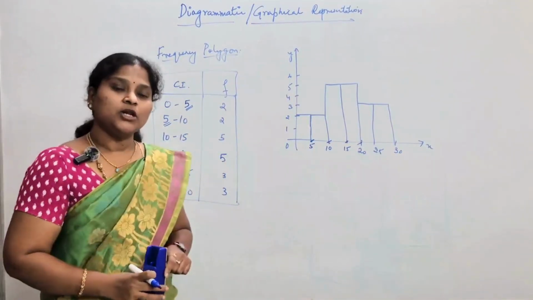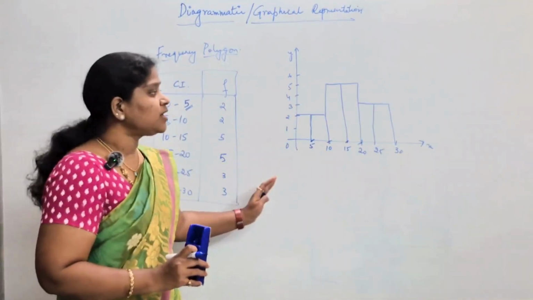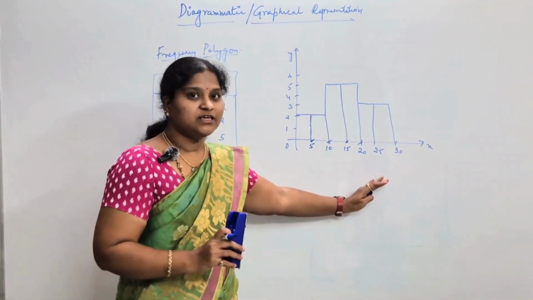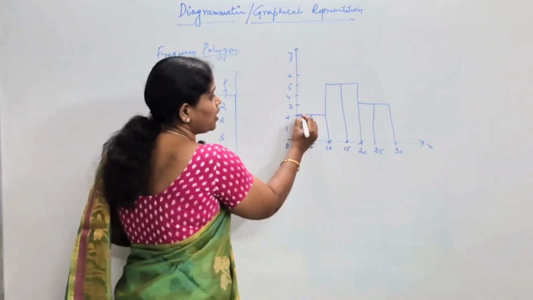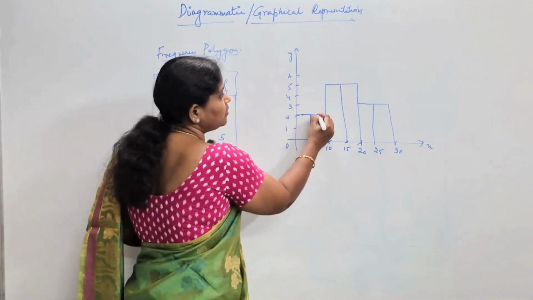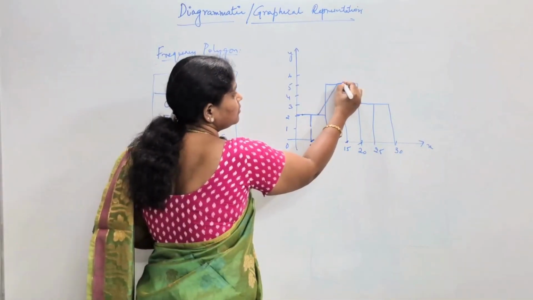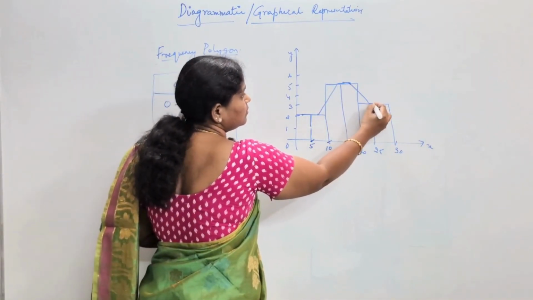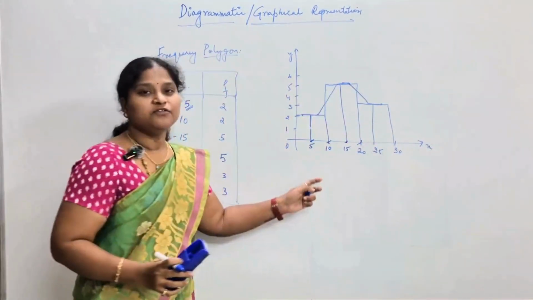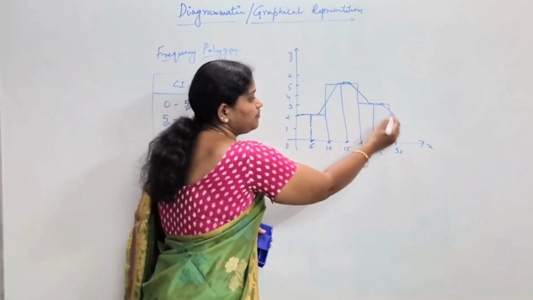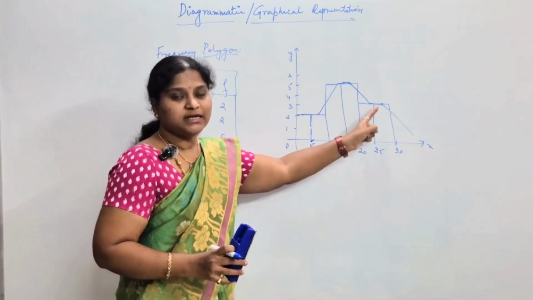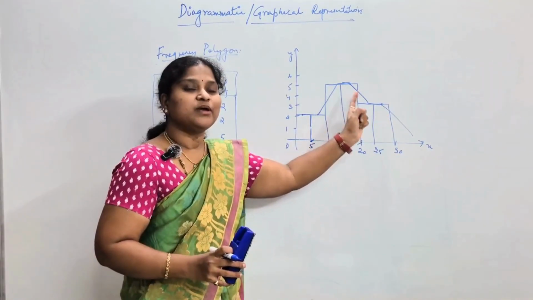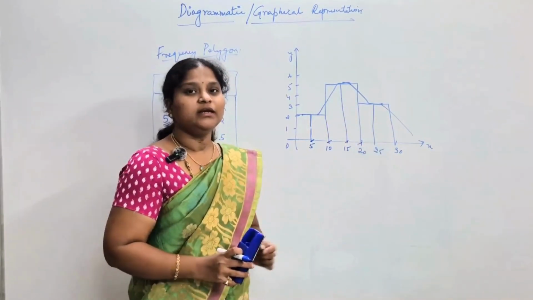For frequency polygon, first we need to construct a histogram for the given data and simply join the midpoints of the bars. This is my frequency polygon. Join the midpoints of the bars and that will give you the frequency polygon of the given data.